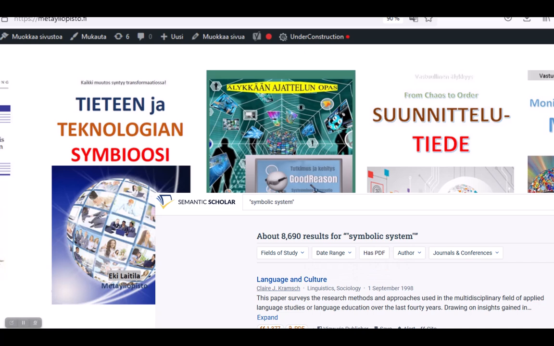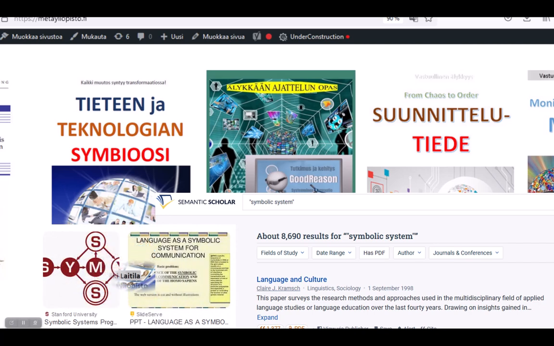And the term symbolic system is not new. There are about 9,000 results in the Semantic Scholar database, and the most cited there is language and culture. It's written about 25 years ago. So this research topic, symbolic system, is very promising. Language is a symbolic system for communication, it's said in this picture here.